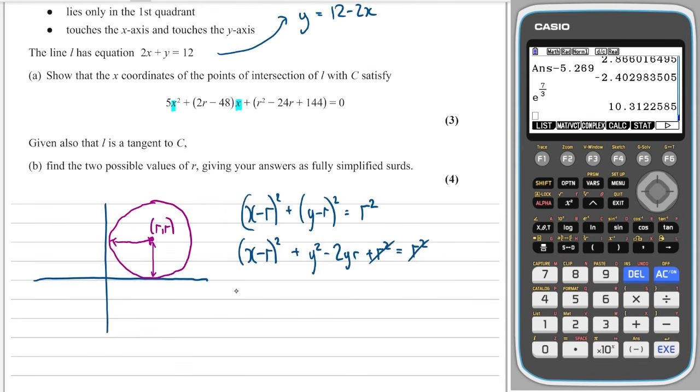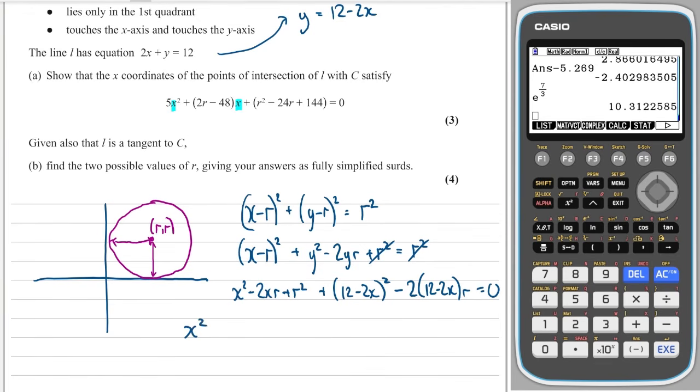And I will also, while I'm at it, expand this one. I don't know why I didn't do that first time, but anyway, so x squared minus 2xr and then plus an r squared. And now I've got y squared here, which is going to be 12 minus 2x all squared. I'm taking away two lots of 12 minus 2x times r, and that equals 0.